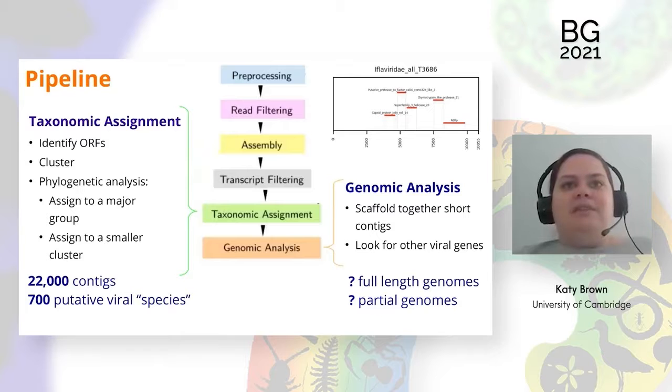I then want to identify any open reading frames in these contigs. I cluster them, and then I perform phylogenetic analysis, first assigning them to a major, so kind of rough analysis to get broadly what type of virus it is, and then a more specific analysis to assign them to a smaller cluster. And this leaves me with about 700 potential viral species from my initial 3,000 datasets. And this step's still ongoing, so I can't give exact numbers here, unfortunately, but I then perform genomic analysis where I try to, where possible, scaffold together the short contigs to try to get longer contigs, and also look for other viral genes using the same process of profile HMMs against the contigs.